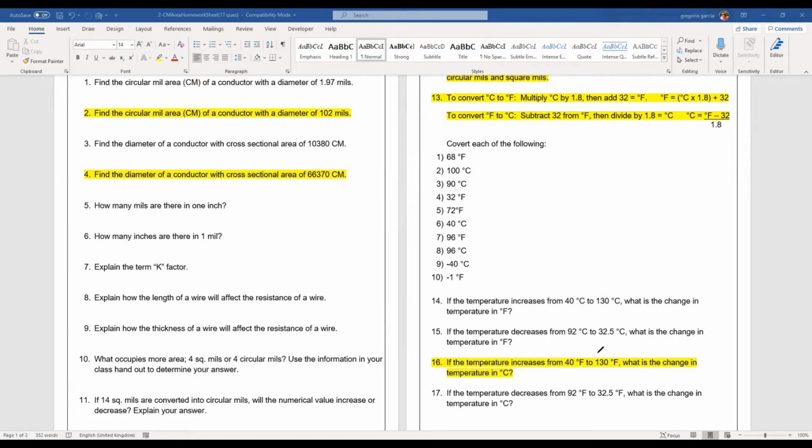But if you do the operation of the 40 minus 130, or the 130 minus 40, you can take your 90 and divide it by 1.8, and that's going to give you your Celsius without having to do so many conversions.